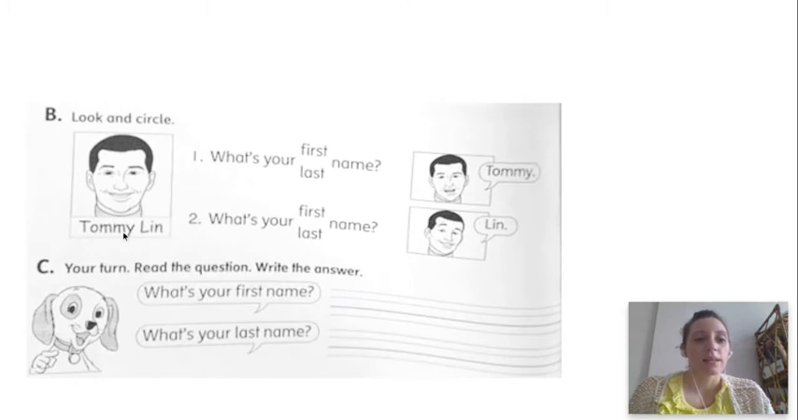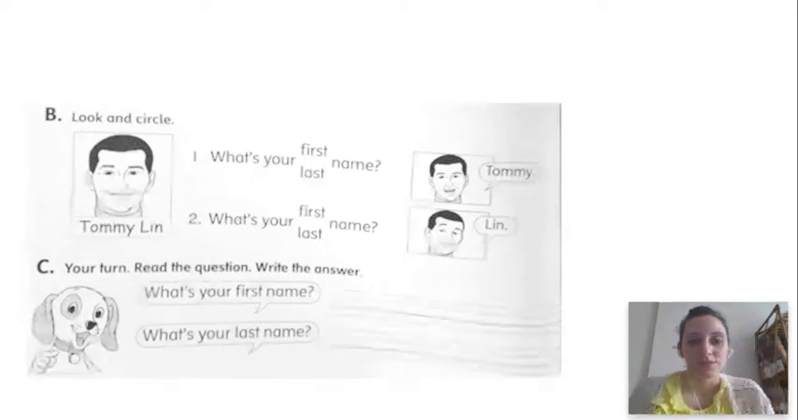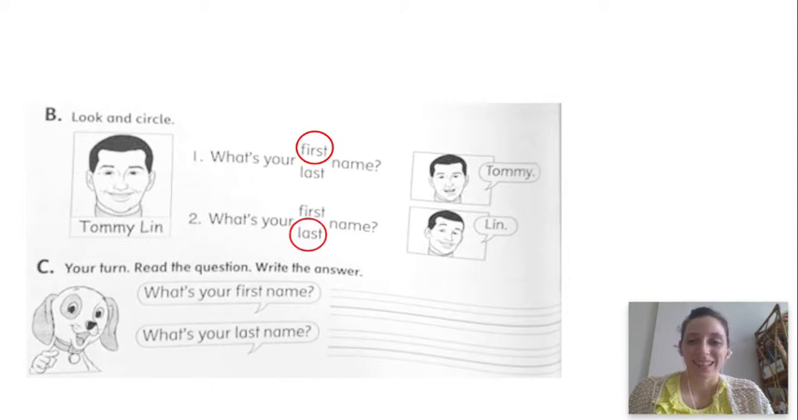Now here we have this picture. We have Tommy Lynn. So we want to ask him this, where Tommy is his answer. So what should we circle here? We need to circle the words first, last, first, last. What's your first name? Tommy. What's your last name? Lynn.